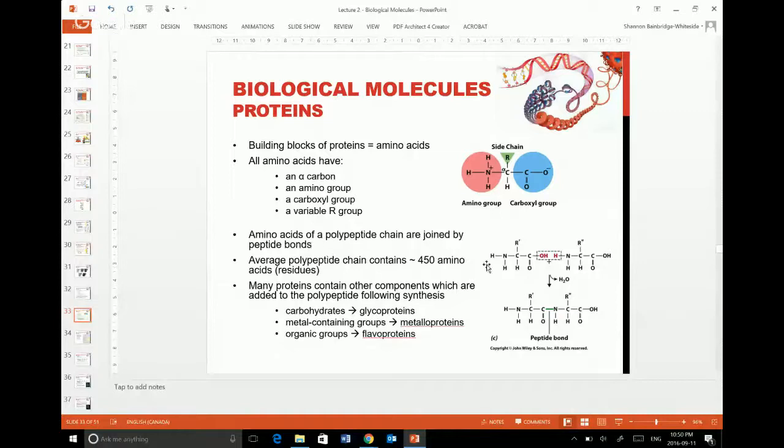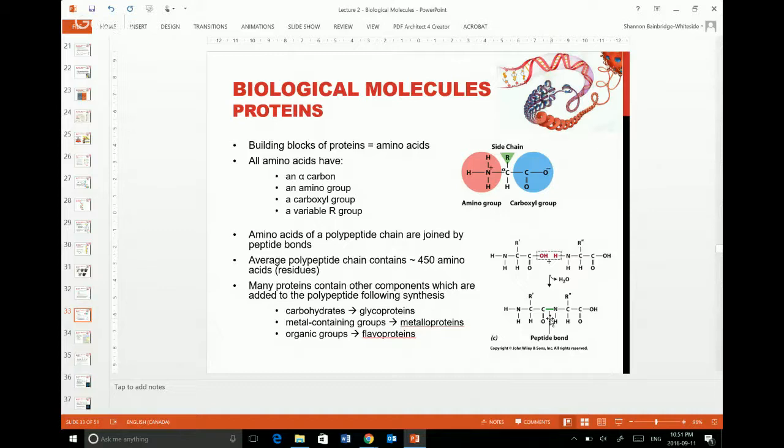Amino acids will link up with one another and are joined by what's called peptide bonds. So in this case, you have the OH, the hydroxyl group of the carboxyl group, combining with the hydrogen of the amino group. So then water is formed and taken off. And now you have the formation of a peptide bond between the C and the N. Typically, a protein or a polypeptide chain is composed of about 450 amino acids coming together and making these bonds. So it's quite a long polypeptide.